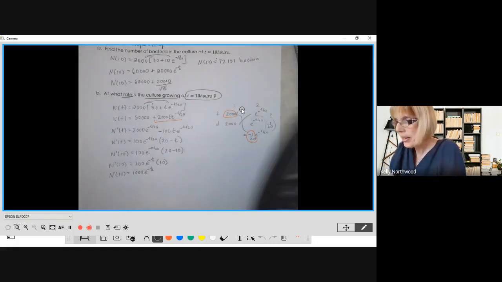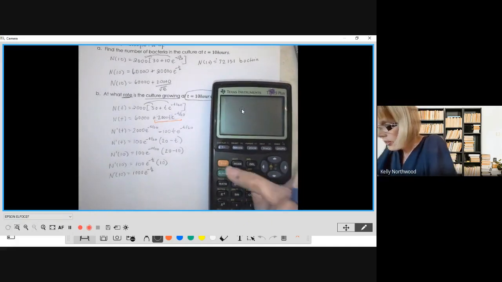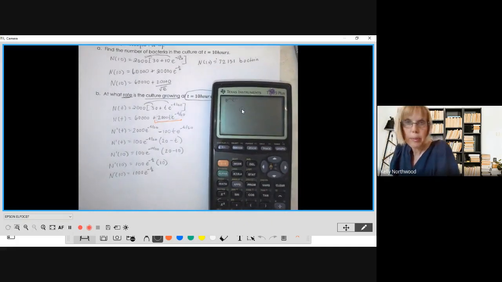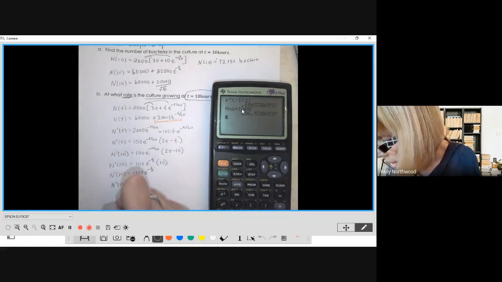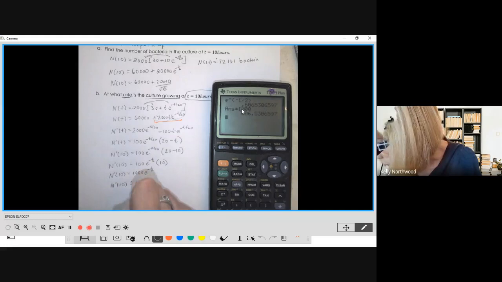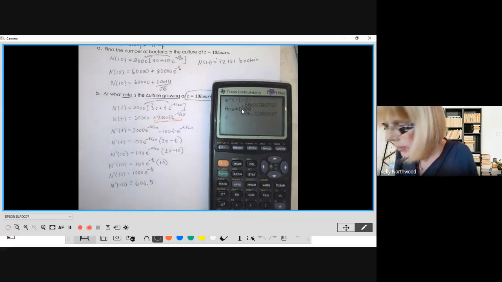And then you've got to be able to put that in your calculator. So find your e button, open up a bracket, or you could just put to the negative 0.5. So e to the negative 1/2, just that part should be 0.6065306. And then multiply that by 1,000. And you get 606.5. So n prime at 10 is approximately 606.5.